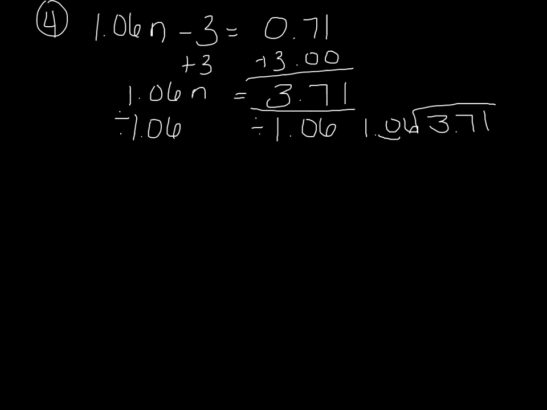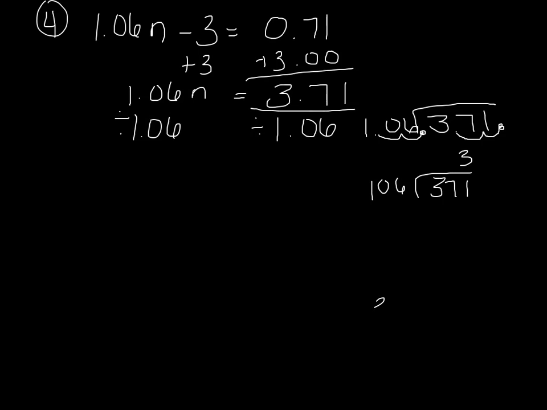Remember, we got to move the decimal so our outside number is a whole number. Then we have the same number of decimal spots on the inside. So now I'm left with 371 divided by 106. Okay, well, I'm going to guess it's going to go in there 3 times.